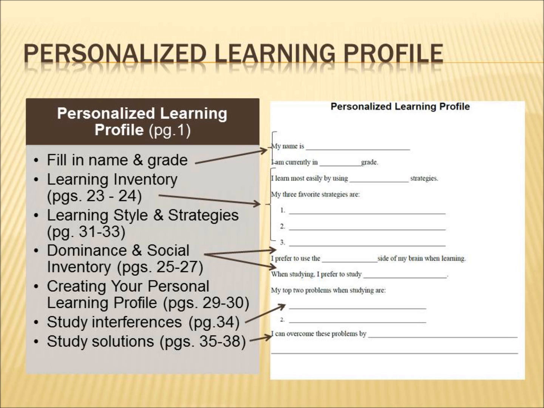Then they need to turn to page 25 and take the dominance and social inventory. This tells which side of the brain they prefer to learn with, their dominance, and if they prefer to study in a group or individual setting, their social preferences. This can also help you when you have class group assignments.